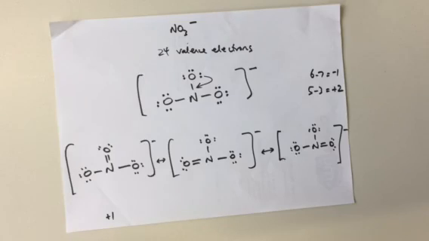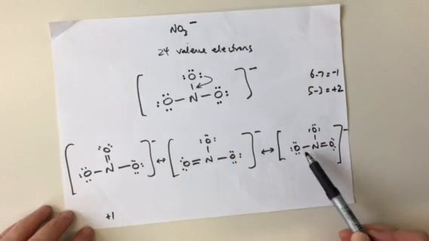So that's the Lewis structure of NO3 minus. You actually need to draw three structures like this.